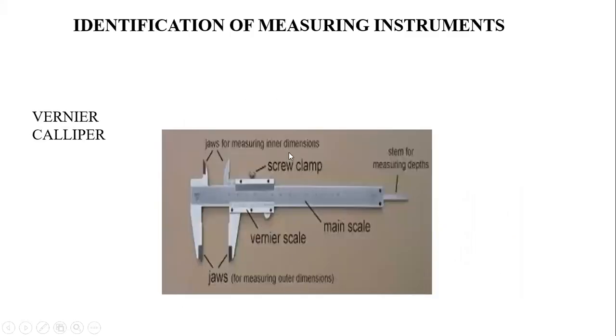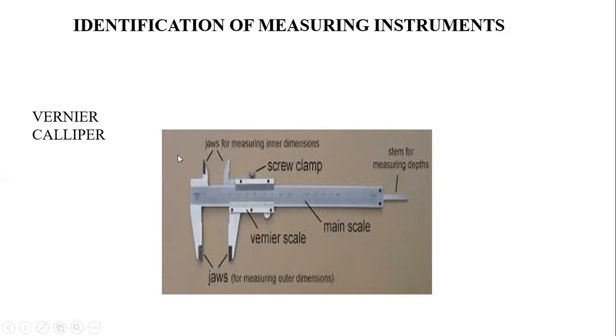This apparatus is known as the vernier caliper. It consists of two scales. One is the main scale, which is in centimeters or millimeters. And this one is the vernier scale, and the vernier scale consists of divisions. For example, if it contains 10 lines, we can say that the vernier scale has 10 divisions. If it consists of 20 lines, we can say that the vernier scale has 20 divisions.